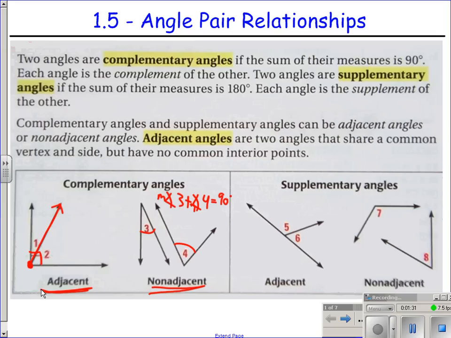Similar idea for supplementary. Supplementary angles, again, add up to be 180 degrees. When they are adjacent to each other, they have a common vertex and they share a side. So angle 5 plus angle 6 equals 180. Measure of angle 7 plus the measure of angle 8 equals 180. That's supplementary.